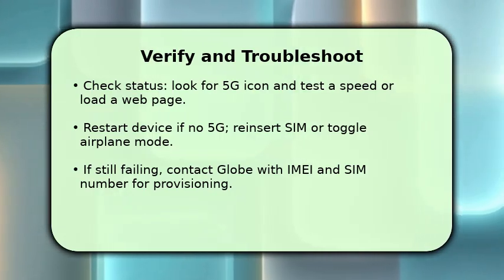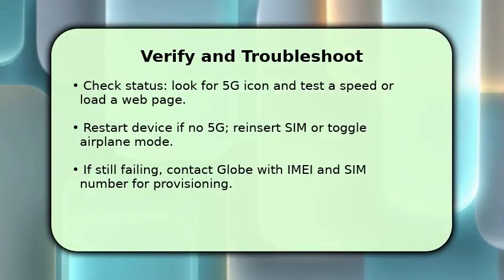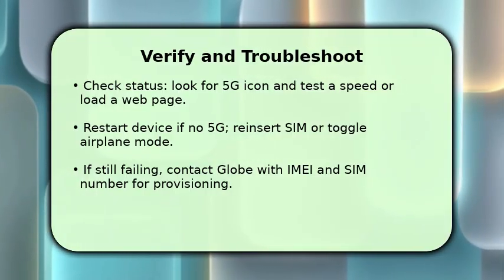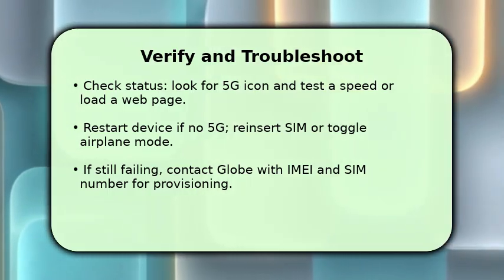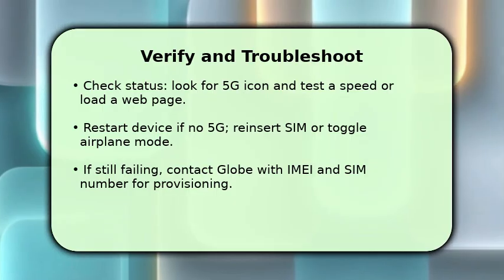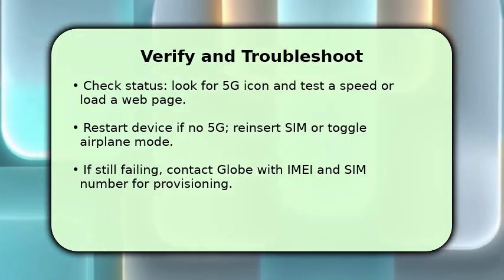If that still fails, gather your phone's IMEI and SIM number and contact Globe support so they can provision 5G on their side. One quick troubleshooting tip: always reset APN to default before manual changes. Incorrect APN is the most common cause of failure.